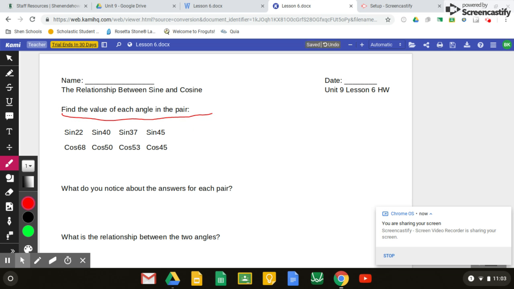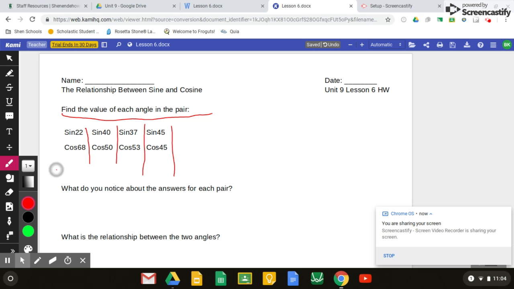We see, find the value of each angle in the pair. So you have these divided up, these, and these. What I want you to do is just go ahead and type those in your calculator, all right? So take a calculator and type them in. Do it for all of them, all right?